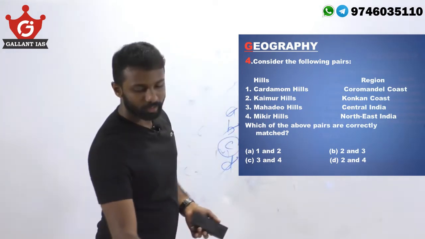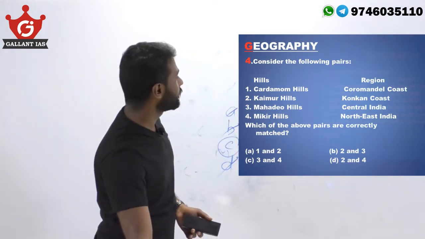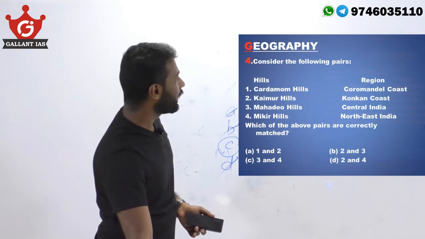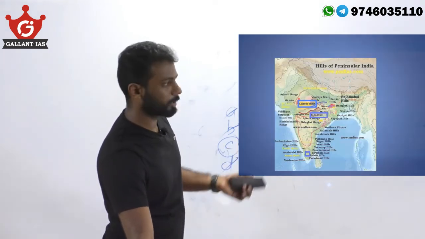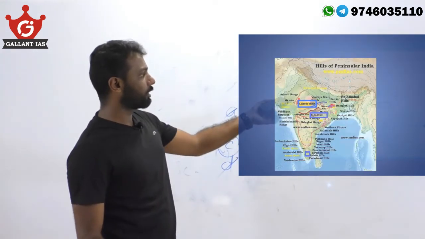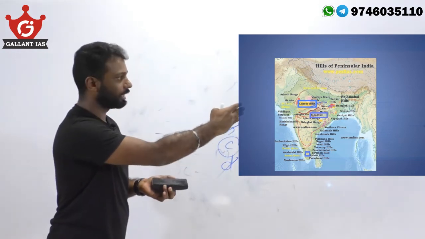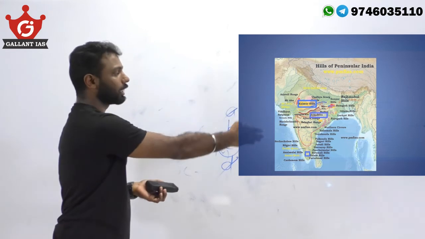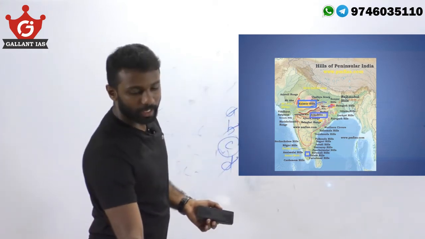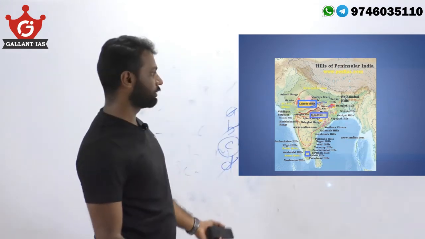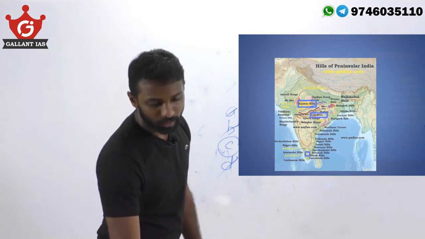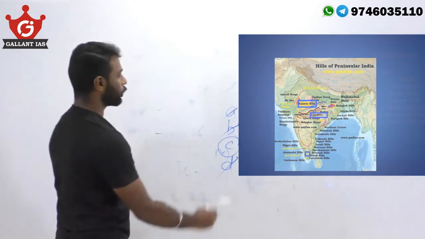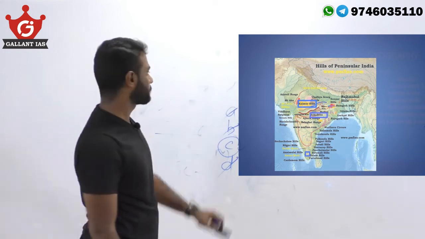And moving on to Mahadev Hills, it's in central India, that's right, and Mikir Hills is in the northeast, that is in Assam. Map is here. The Kaimur Hills are more interior, near to Vindhya Hills, and Mahadev Hills are in central India, that is in Madhya Pradesh region, and Cardamom is in the southern part of Western Ghats, and Mikir Hills is in Assam, that is northeast India. So only 3 and 4 are right. That is, option C is the right answer in this question.